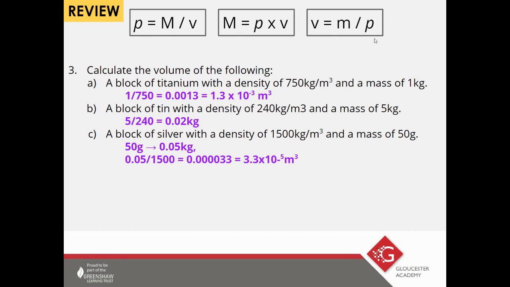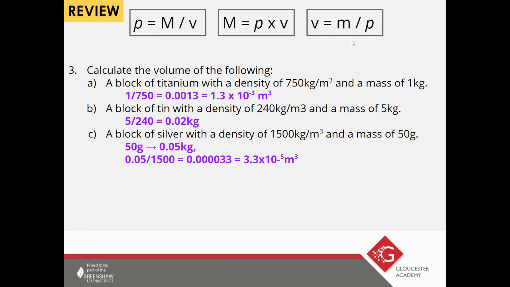1,500 kilograms per meter cubed and a mass of 50 grams. Well, 50 grams is 0.05 kilograms. Remember, you divide it by 1,000. So 0.05 divided by 1,500 gives me 0.000033. I'm not going to give that as my answer. I'm going to write it as standard form, 3.3 times 10 to the minus 5.